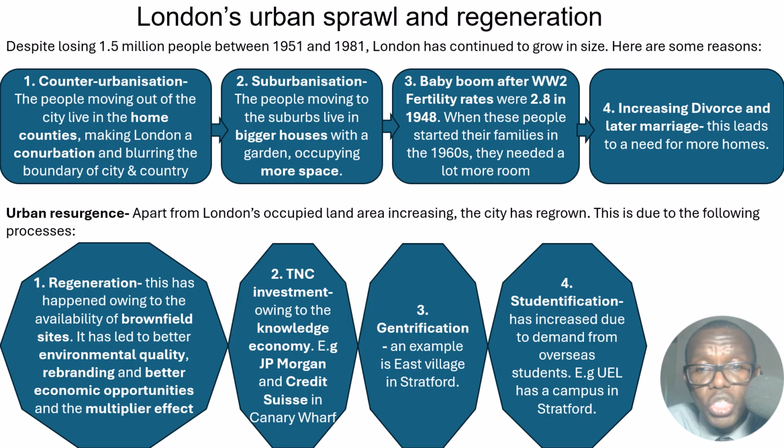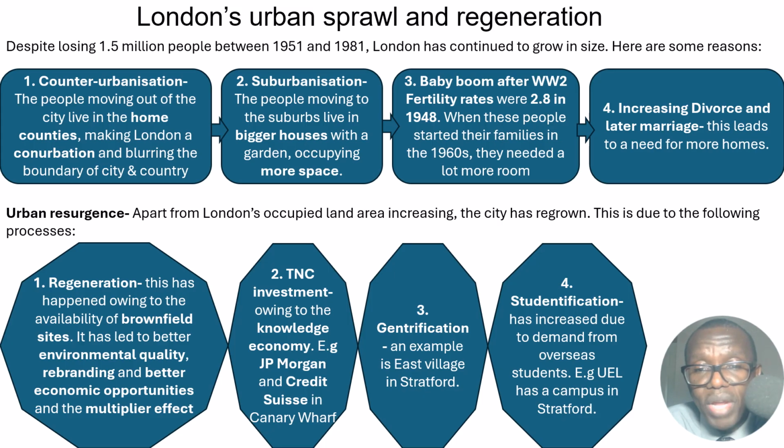Okay, and the second reason why London has continued to grow in size is suburbanization, which we mentioned in the previous slide. This is as people move to the suburbs to live in bigger houses with a garden, and that occupies a lot more space. So with suburbanization, bigger homes have had to be built, and we know that those bigger homes are going to occupy a lot more space than the smaller ones.